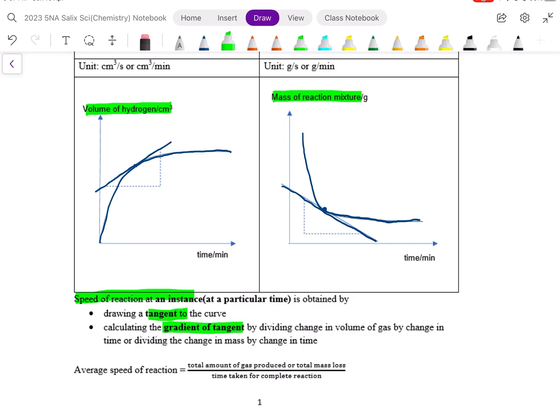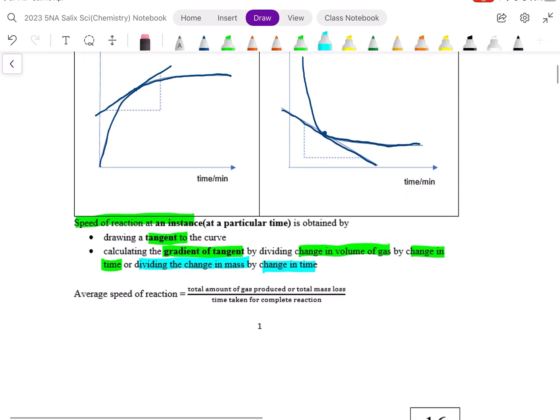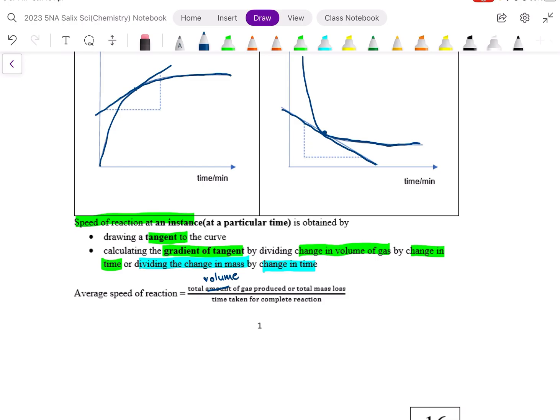This can be done by dividing the change in volume of gas by the change in time. The other way is of course by dividing the change in the mass by the change in the time. We also have another way, which is to calculate the average speed of reaction. The average speed of reaction can be calculated by the total volume of gas produced, or the total mass loss of the reaction mixture, over the time taken for complete reaction.